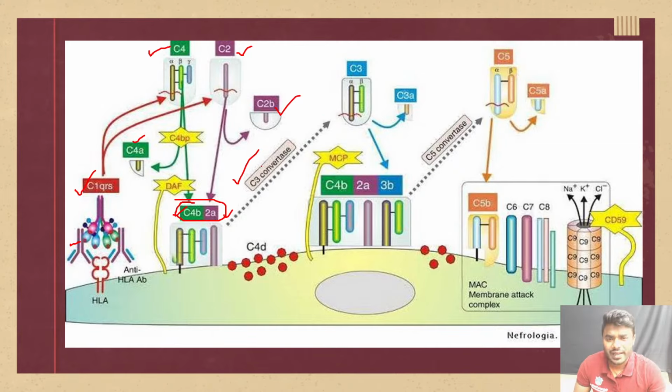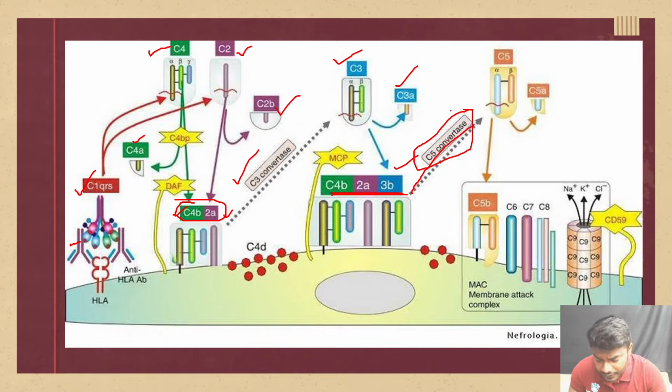Now friends, listen. C3 convertase, what did I tell you? It has enzymatic activity. So C3 convertase, look into the diagram, is breaking down complement 3 into complement 3A and complement 3B. Now to this particular C4B2A, who will come and attach, friends? 3B will come and attach. Now this entire complex, what do you call, my friends? This entire complex we can call the C5 convertase complex.